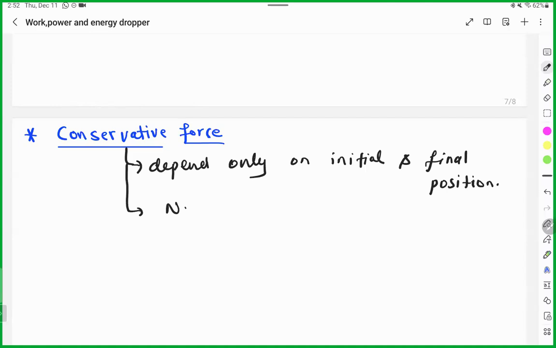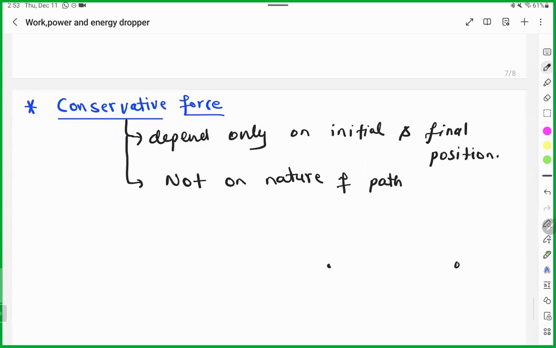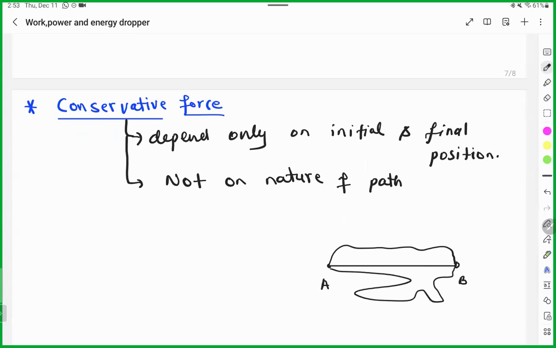So, not on the nature of the path. It doesn't matter. For example, if you go from A to B, whether by this path or this path or this path, the work done will be the same. What is the reason? Because we know work done is equal to force into displacement, and displacement is also conservative. It means the displacement between A and B remains the same.